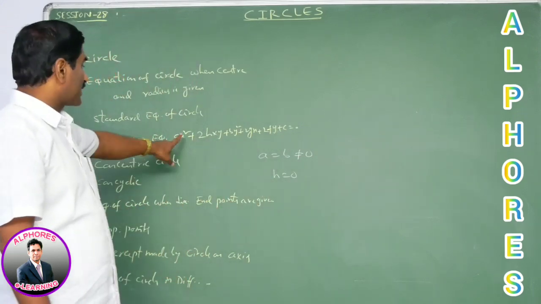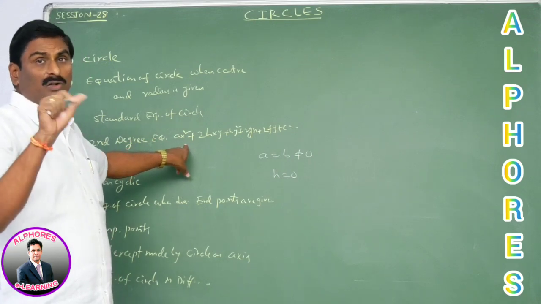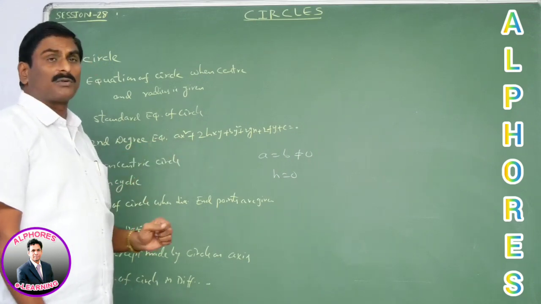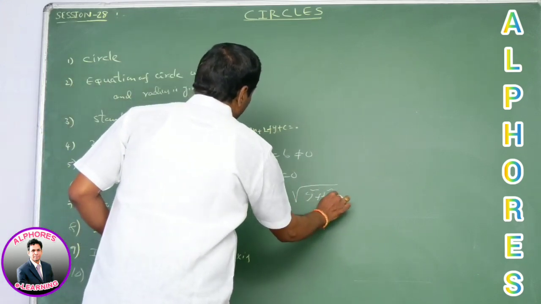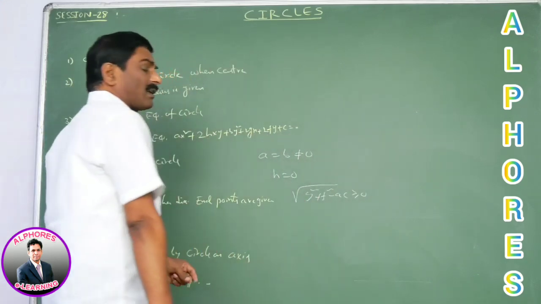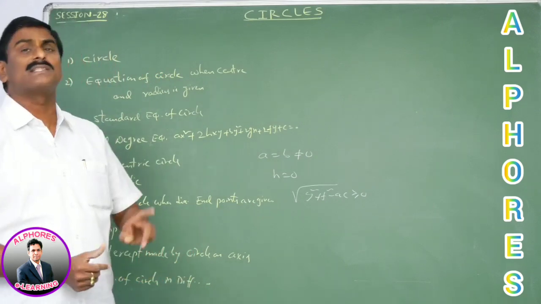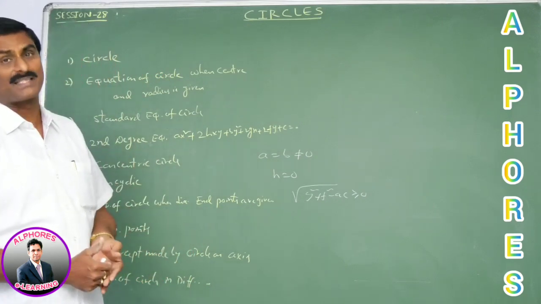The second degree equation represents a circle where x square coefficient is equal to y square coefficient and xy coefficient is equal to 0, and at the same time g square plus f square minus ac is greater than or equal to 0. If g square plus f square minus ac is greater than or equal to 0, then it is a real circle. Otherwise it is an imaginary circle.